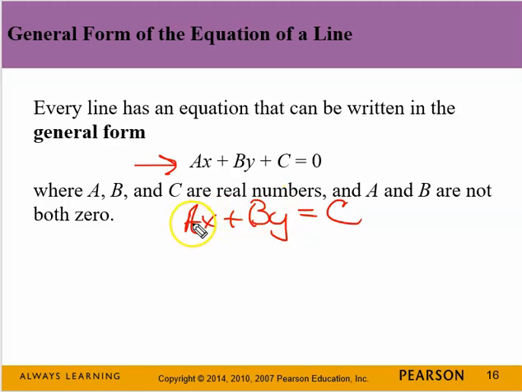And A and B cannot both be zeros because then you don't have any line. Okay, because out of this you can make the special equations for the horizontal line and the vertical line. All right, let's go on here. Clear this up.